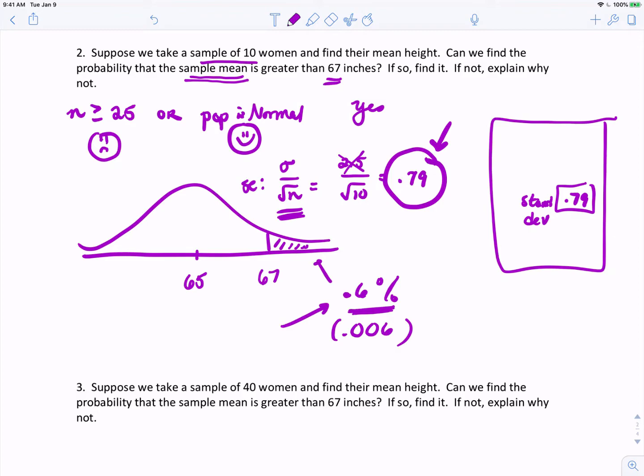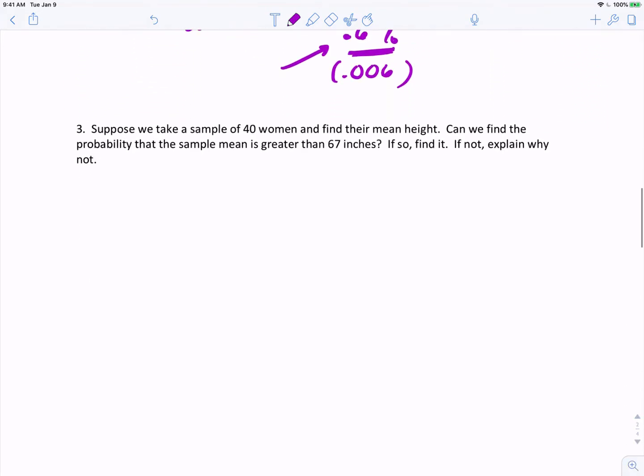Let's see what happens if we increase the sample size. Suppose we take a sample of 40 women and find their mean height. Can we find the probability the sample mean is greater than 67? If so, find it. If not, explain why not.